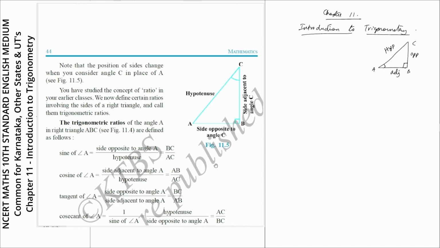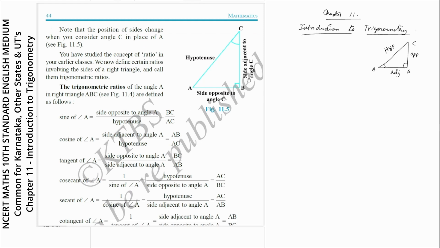Now you can see in this figure there is a triangle ABC. I have written the same thing here. Sine of angle A, or simply sin A, is defined as opposite side by hypotenuse side. With respect to angle A, the opposite side is BC and the hypotenuse side is AC. So BC by AC gives sine of A.